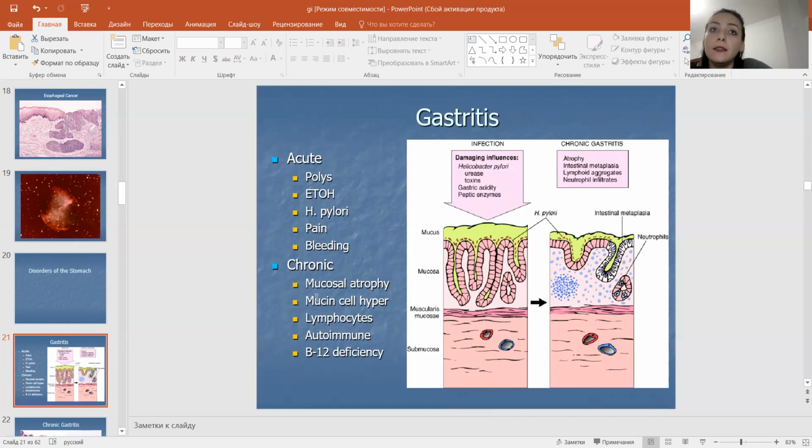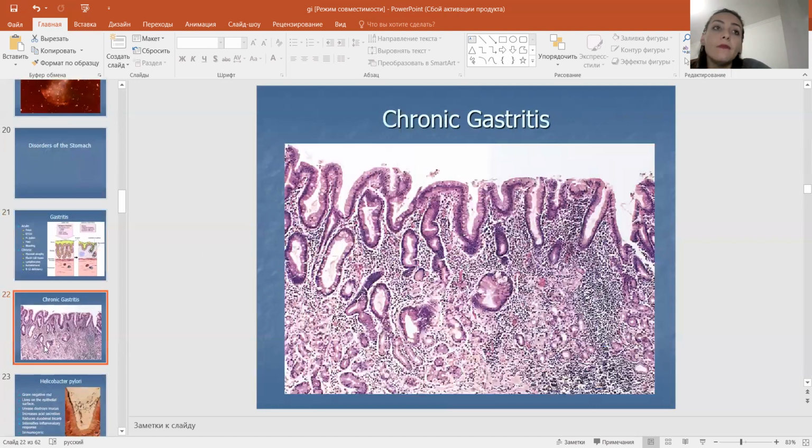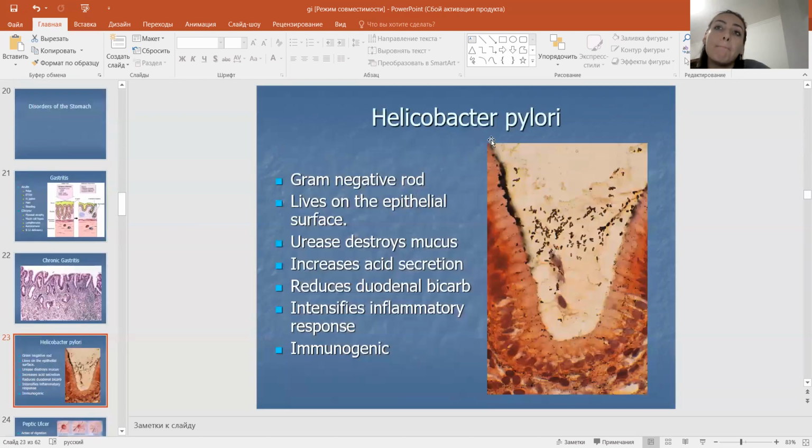And chronic gastritis is characterized by mucosal atrophy, autoimmune causes, or B12 deficiency. Chronic gastritis, microscopically, you can see infiltration with lymphocytes. You can see also lymphocytes, macrophages, neutrophils, Helicobacter pylori.